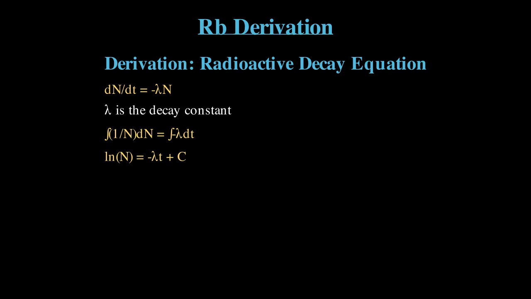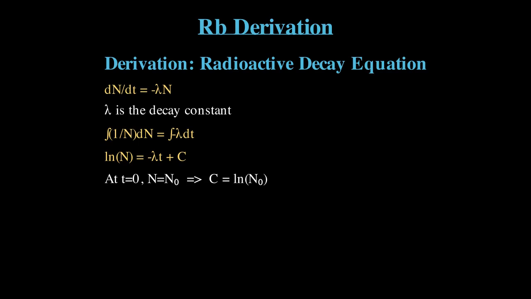To find c, we apply the initial condition. At time t equals 0, the number of atoms is the initial number, which we call N naught. Substituting this, we find that c equals the natural log of N naught. Now, put this value of c back into our equation. We get natural log of N minus natural log of N naught equals negative lambda t.